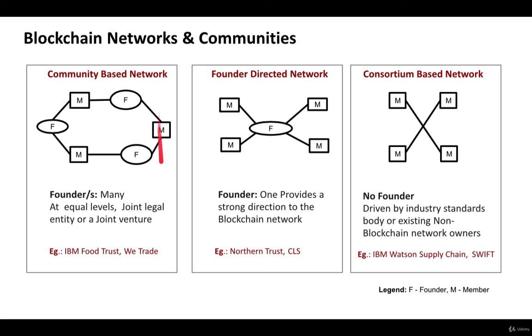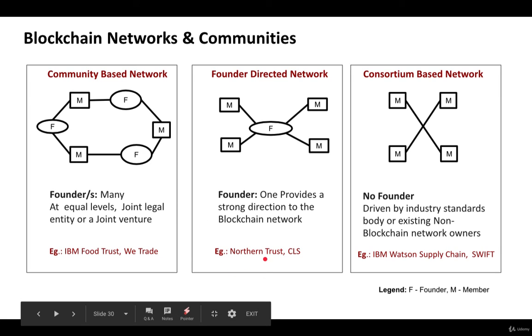Similar to a community based network, in case we don't have multiple founders but a single founder, it's called a founder directed network, where we have a single founder connected to various members. The single founder provides strong direction to the blockchain network, and all of them work together to ensure that the data can be shared among them. An example here is CLS and Northern Trust.